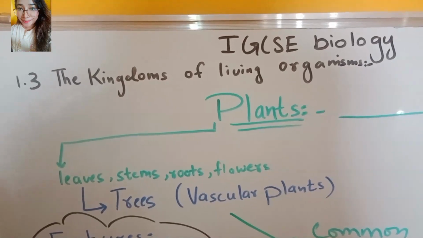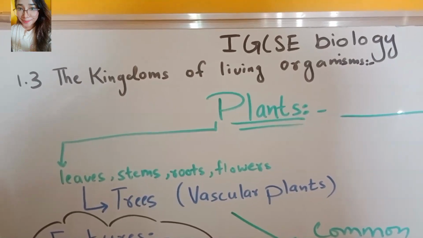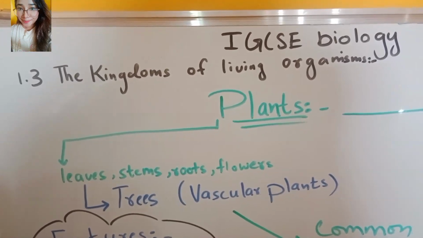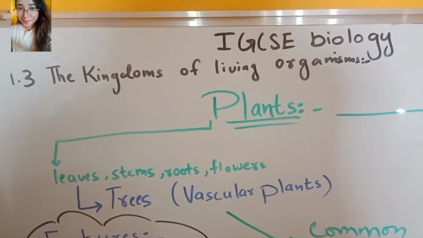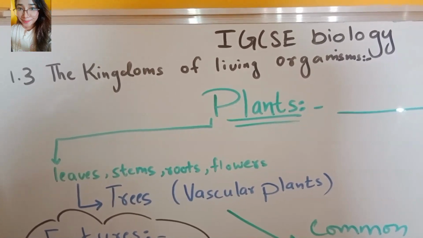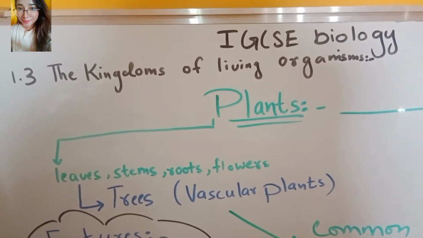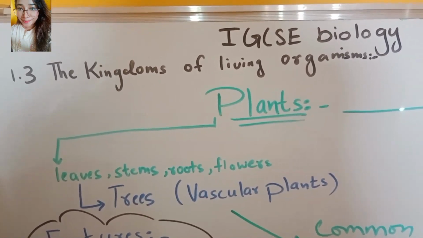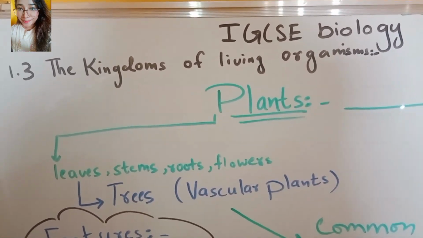This is the continuation video of my previous lecture of 1.3, the kingdom of living organisms. We have discussed the kingdom Animalia. Now today we are going to discuss plants. So, there are two kinds of plants.